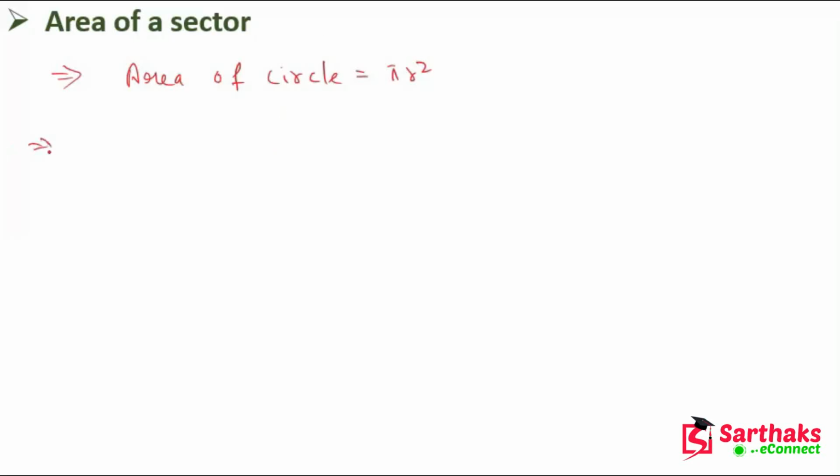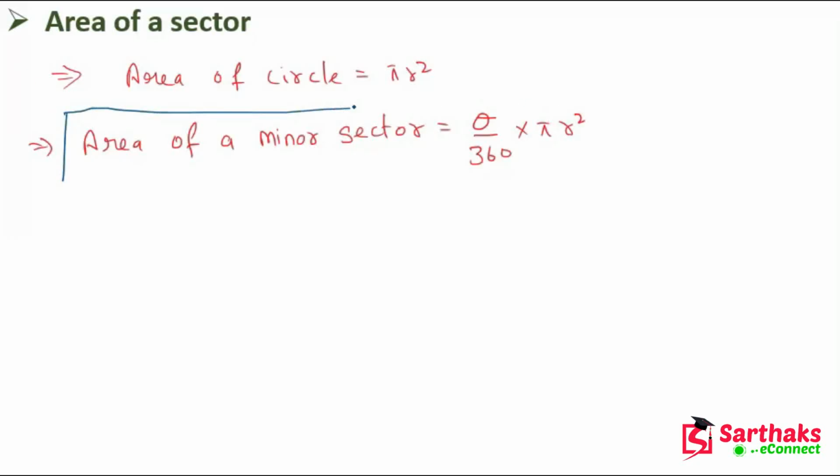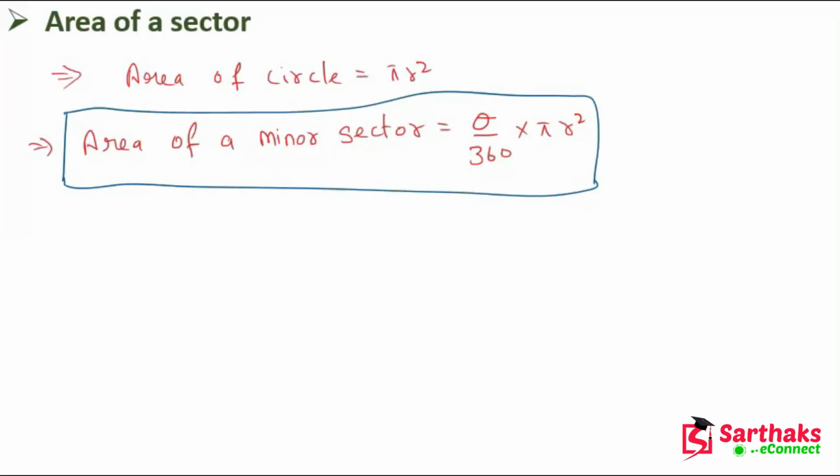First of all, we are going to find the area of the minor sector. The area of the minor sector is theta upon 360 into pi r square. I hope you get this point. So this is the area of the minor sector.